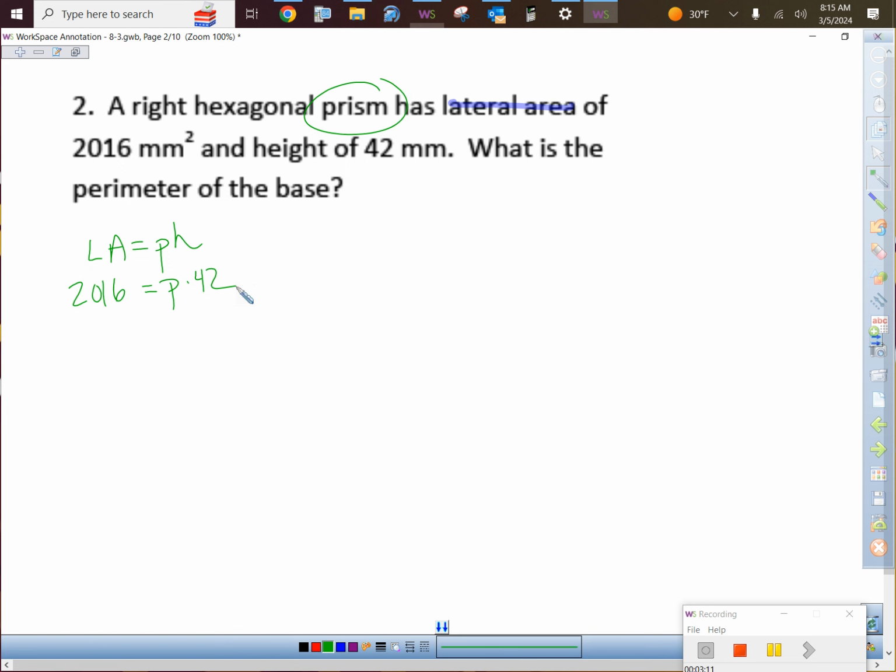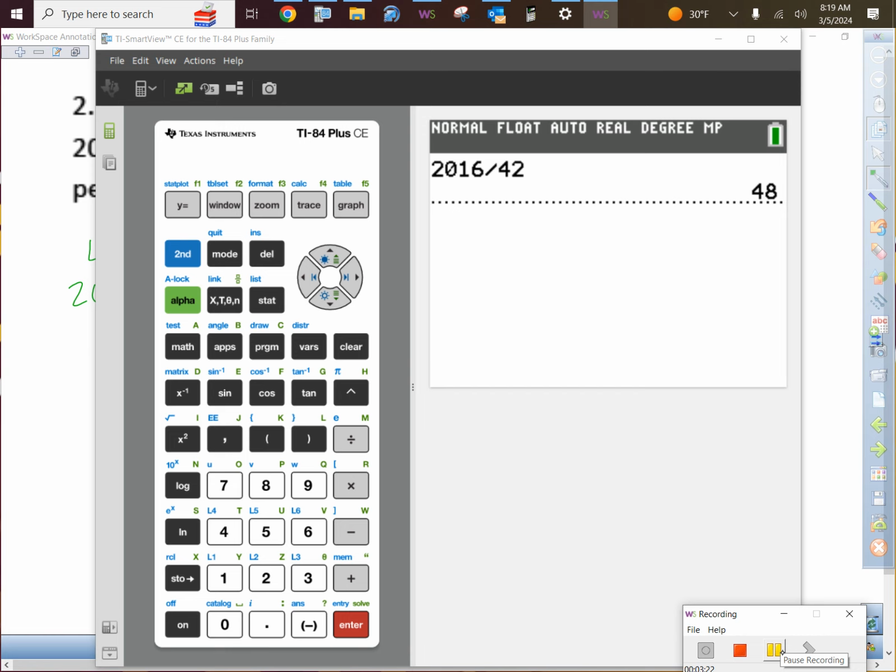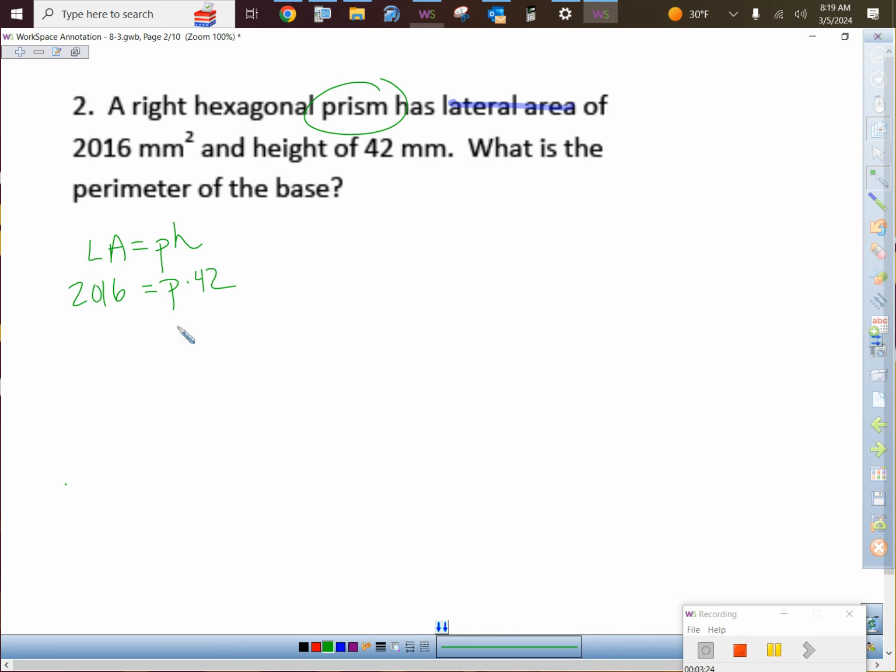Isn't that simple algebra, where we just divide by 42 to find the perimeter of the base? Punching that in, we get 48 for the perimeter of the base. Interesting question: what's the label on that? Should it be millimeters, millimeters squared, or millimeters cubed? It's the perimeter of the base, so it is just millimeters. How do you feel about all that so far? Not too shabby. Starting with the formula, and as you know, this is work shown required. You got to do it.